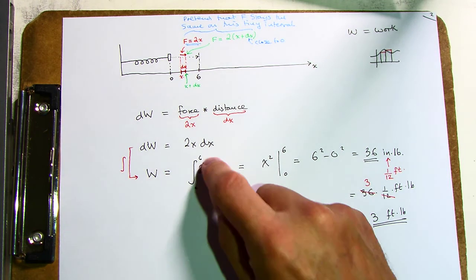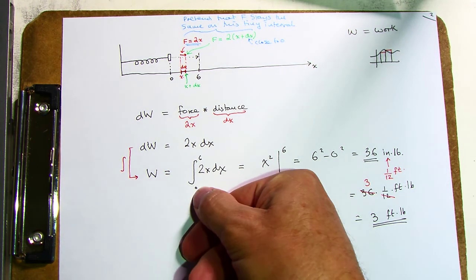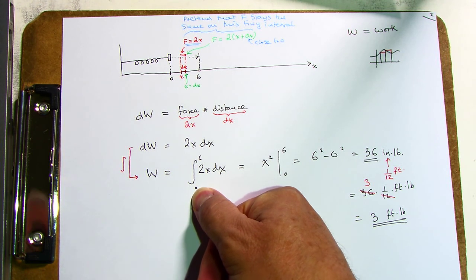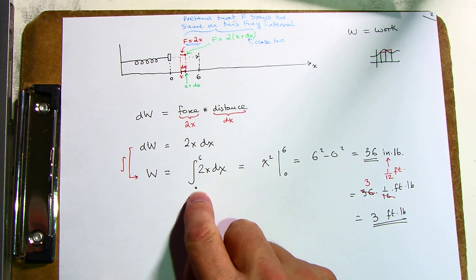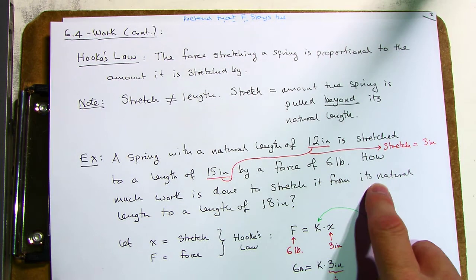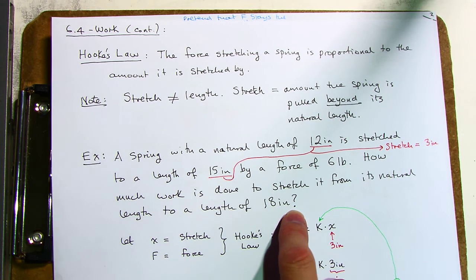And remember what these limits represent? What does the 0 represent? Is that the length of the spring? Come on, guys. It's not the length of the spring, it's the stretch of the spring. So it's being stretched by nothing to start with. It said stretched from its natural length to a length of 18 inches.